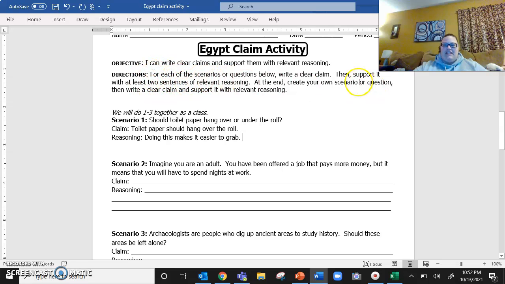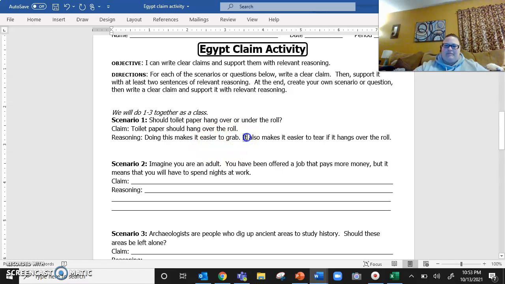Now, I'm going back to my directions, and it says support your claim with at least 2 sentences of relevant reasoning. We only have 1, so we can't move on yet. Let me think. What is another reason why toilet paper should hang over the roll and not under the roll? You're right. It also makes it easier to tear if it's over the roll. I'm going to say exactly that. It also makes it easier to tear if it hangs over the roll.